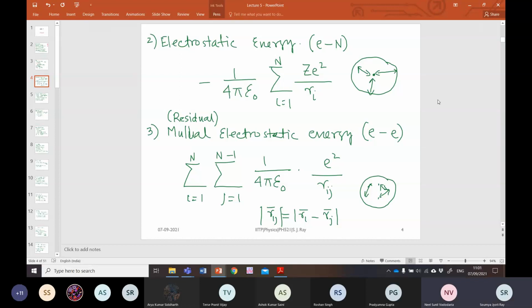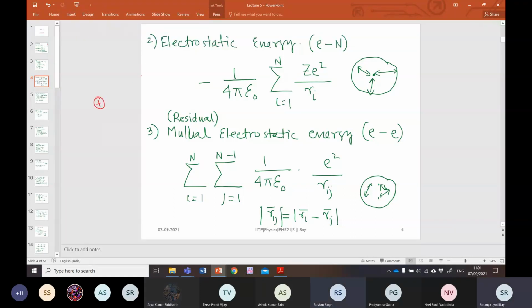Okay. Very good. But do you think this term is correct? I think so. Because otherwise we would be counting the same interaction twice. Okay. So what you have to do here? Add 1 by 2 to the summation. Okay. Good. So is it clear to everyone? Yes, sir.